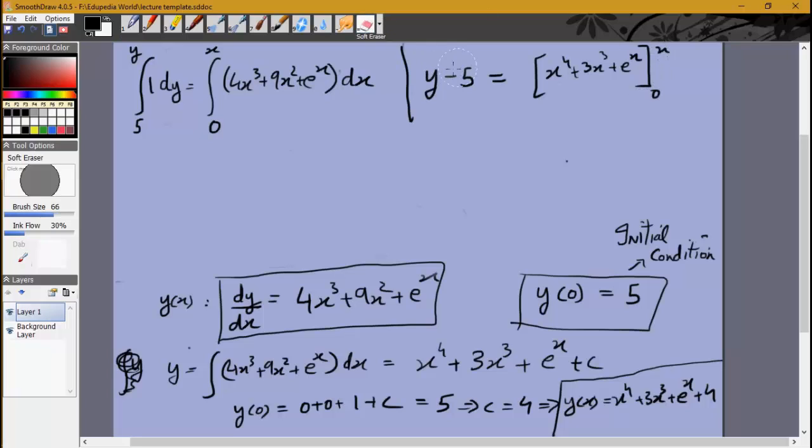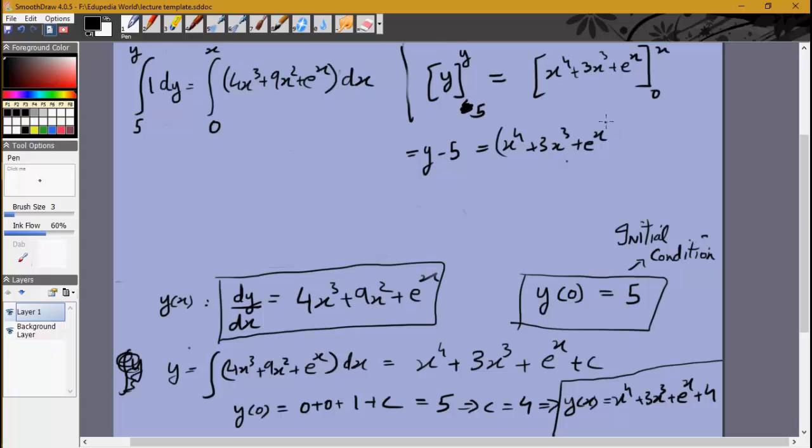Actually, you know what, I'll just write this in the same way for notational consistency in this step. So this would be y between the limits 5 and y. Right? So the integral of 1 dy would be y, the integral of 4x cubed plus 9x squared plus e to the power x dx would be this term, and you take the limits on both sides from 5 to y and from 0 to x. This gives me y minus 5, and this gives me x to the power 4 plus 3x cubed plus e to the power x minus the value of this function at x is equal to 0, which is 1. And from that what I get is y is equal to x to the power 4 plus 3x cubed plus e to the power x plus 4. And we see we get the same answer.